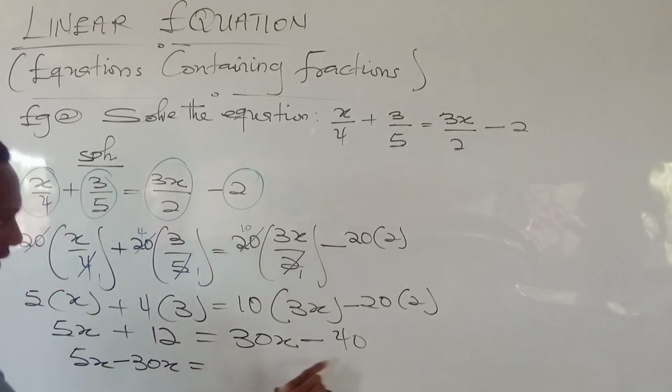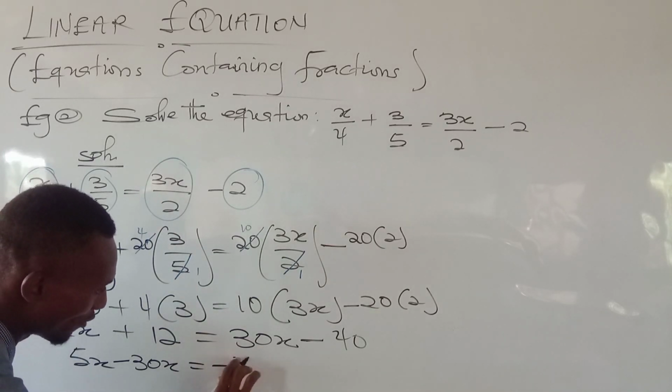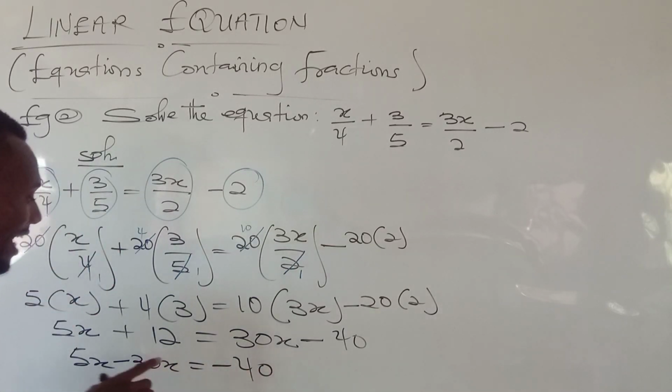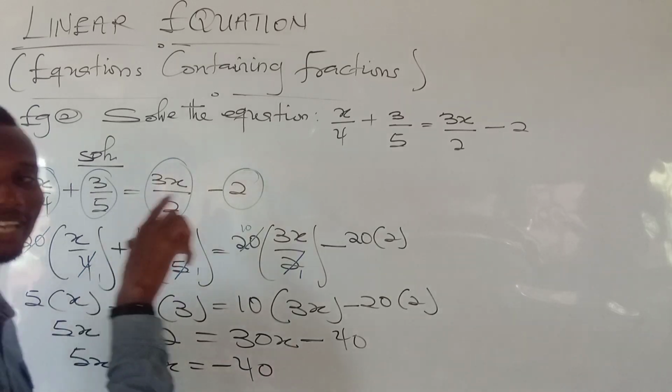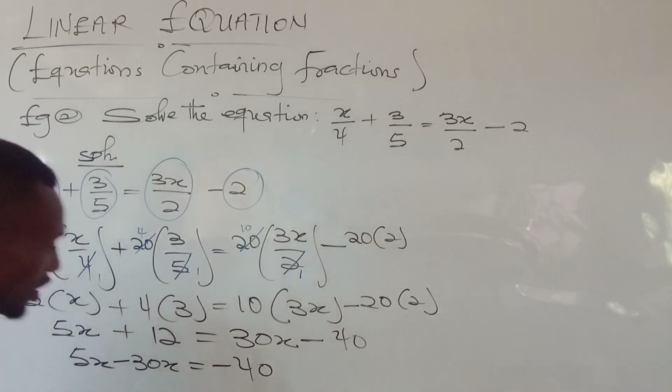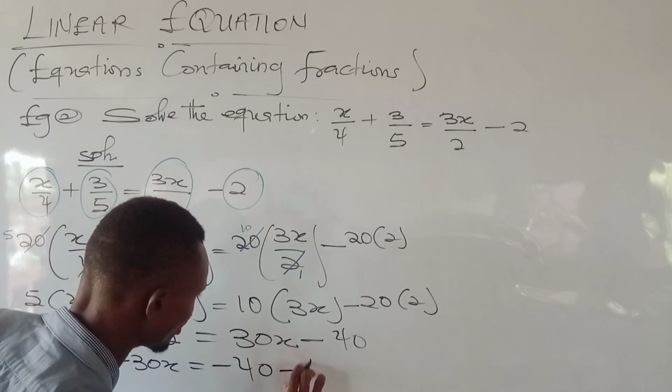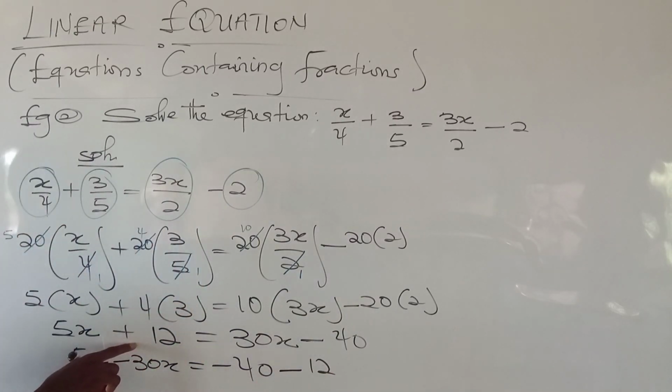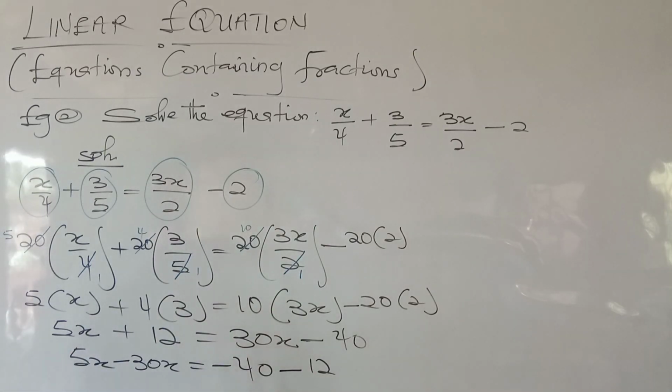Equals, then my minus 40 is there. Let me write my minus 40, which is there. Then this positive 12 will also cross the equal sign and go and join the minus 40, which is there. So it will become minus 12, because it's positive 12 here. When it crosses the equal sign, it becomes negative. Please hope you understand up to this point.